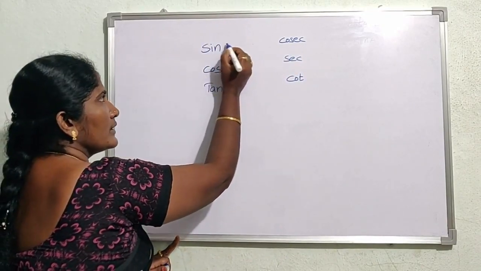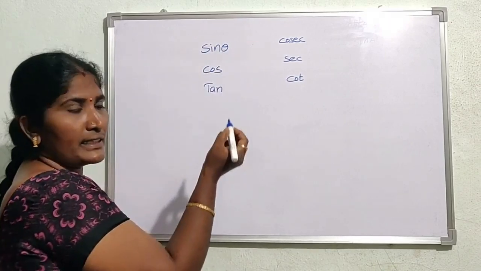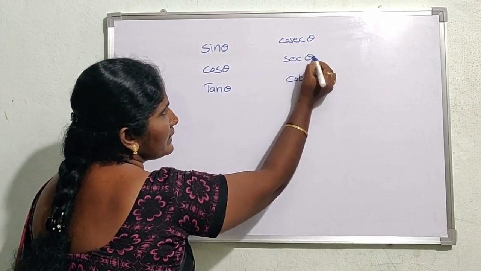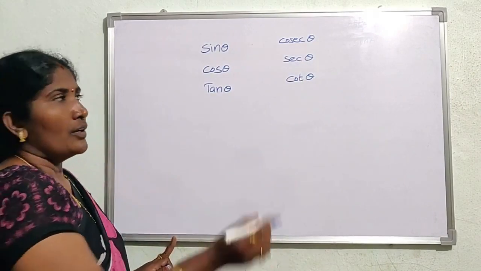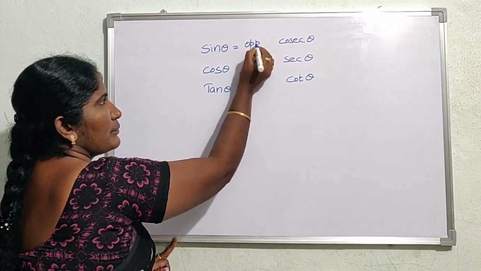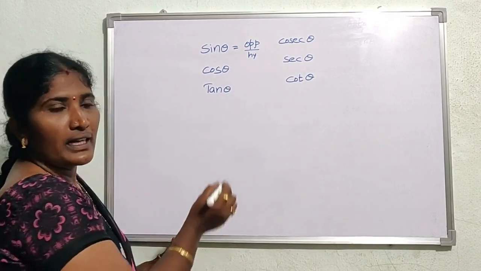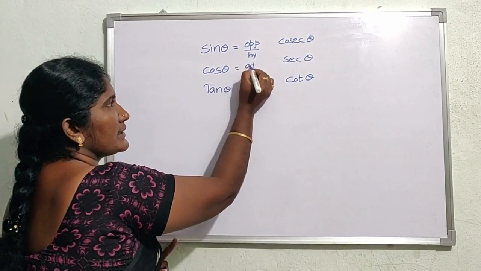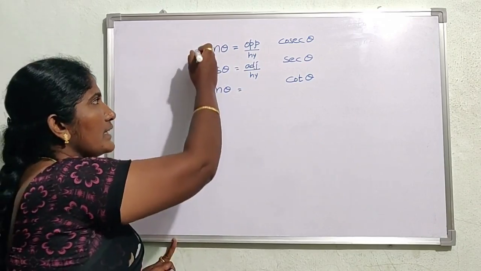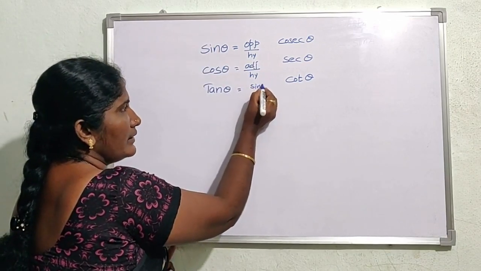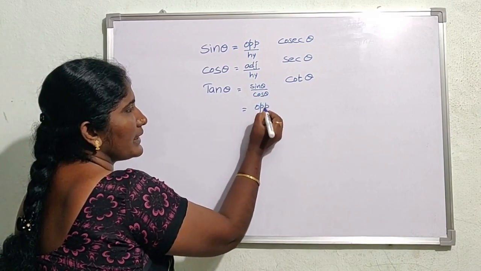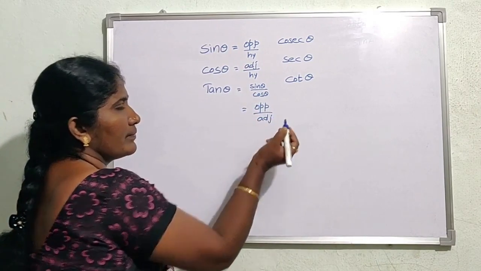In trigonometry, angle is denoted by theta. Sin theta, cos theta, tan theta, cosecant theta, secant theta and cot theta. What is the formula for sine? Sin theta is equal to opposite side by hypotenuse. Cos theta is equal to adjacent side by hypotenuse. And tan is the ratio of sine and cos, sin theta by cos theta, which is opposite side by adjacent side.